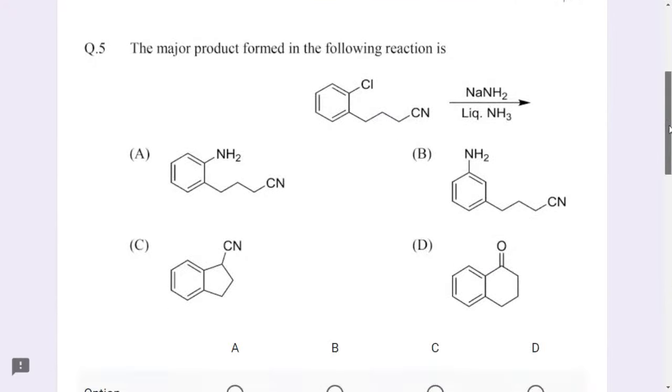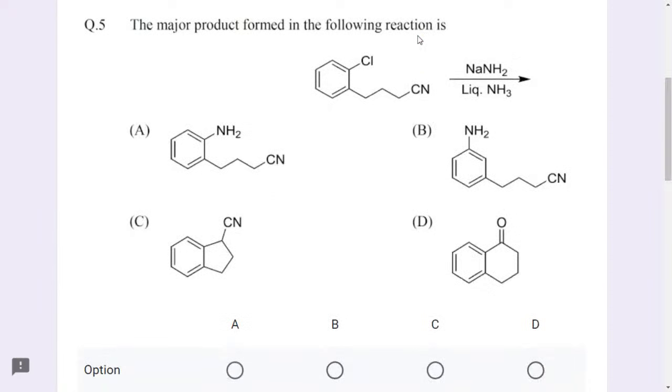The major product formed in the following reaction is, what is the reaction? Simply they are taking some aryl halide substituted with nitrile and this long chain alkyl nitrile. So when you add this sodium amide in liquid ammonia, what is going to happen? These alpha hydrogens which are alpha to this nitrile are acidic. So among these two hydrogens, one hydrogen will be taken up by this sodium amide to make a carbanion. C minus will be formed here.